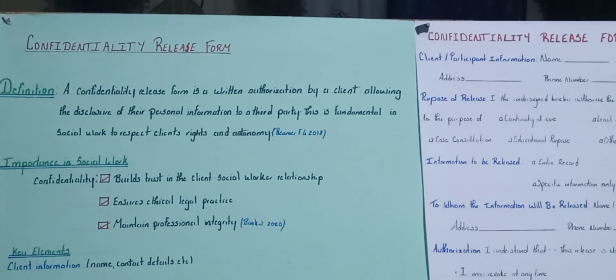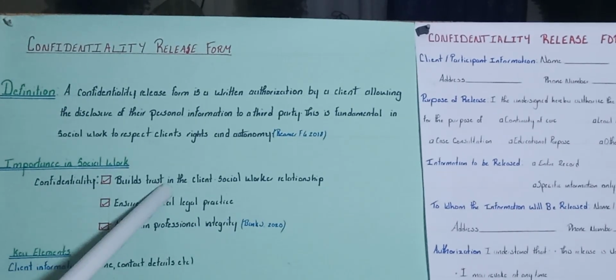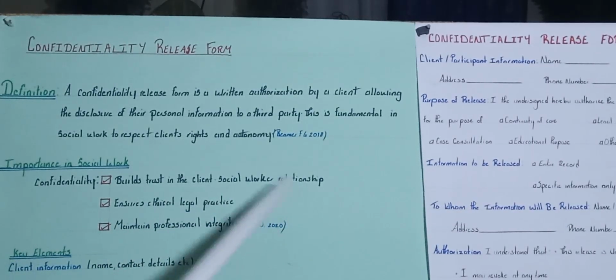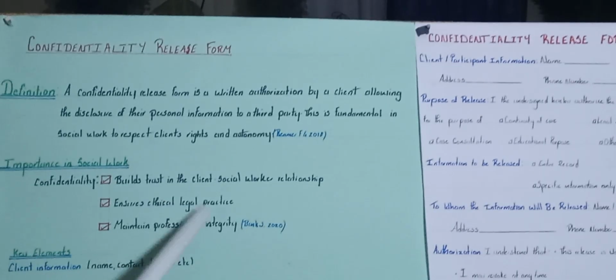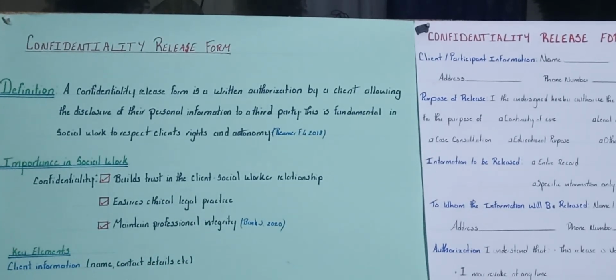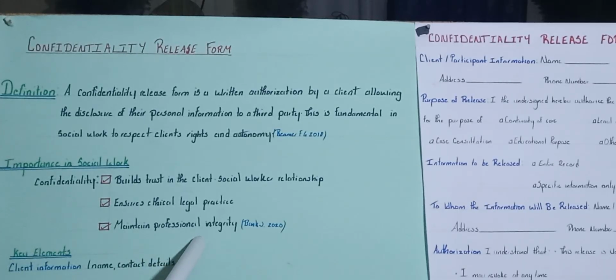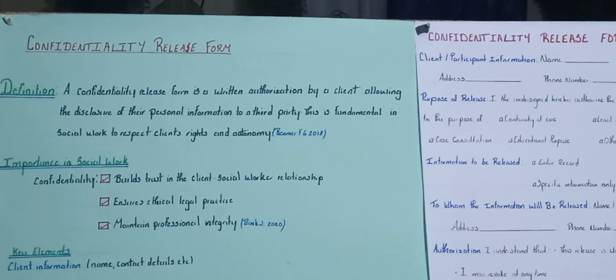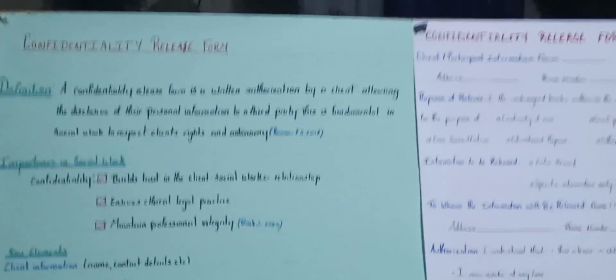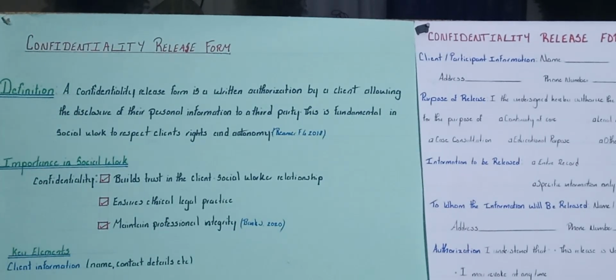Now, the question you may ask is, why is it important in social work to have a confidentiality release form? One, because it does what? It builds trust in the client-social worker relationship. It ensures ethical legal procedure. It also maintains professional integrity. So those are some of the areas of importance for the confidentiality form.